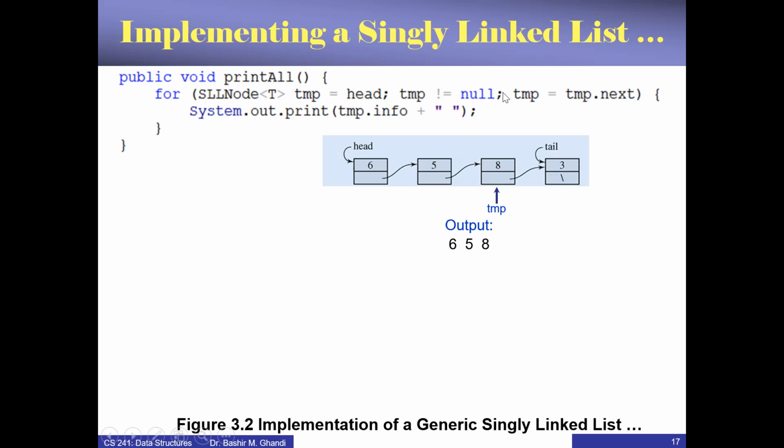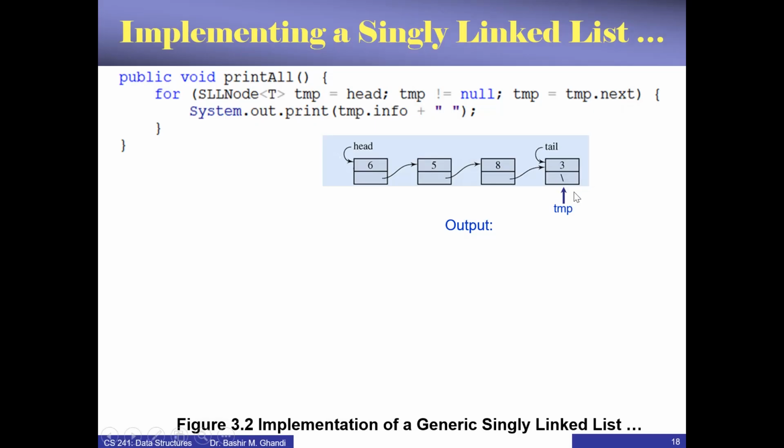As you remember, the for loop will keep doing these three statements: condition, if true, body, increment, condition, body, increment, condition. As long as the condition is true, it will keep repeating this. But once the condition becomes false, it will exit the loop. Okay, good. So we have printed the 8. Now we will do the condition. Rather, we will do the increment. So temp will move to the next.